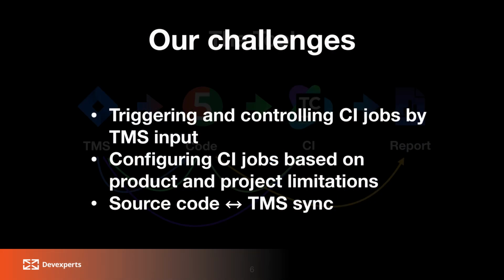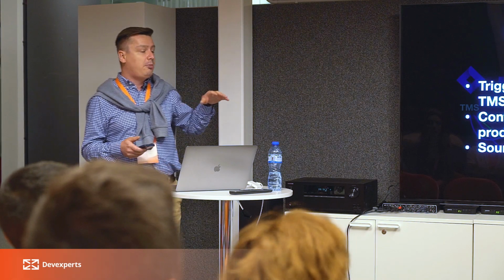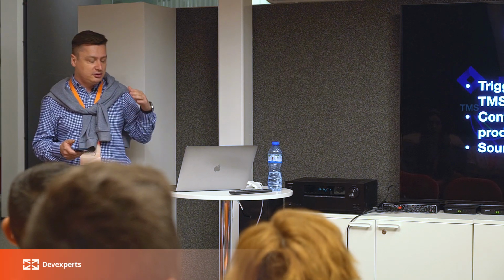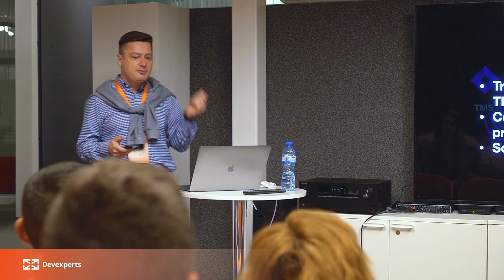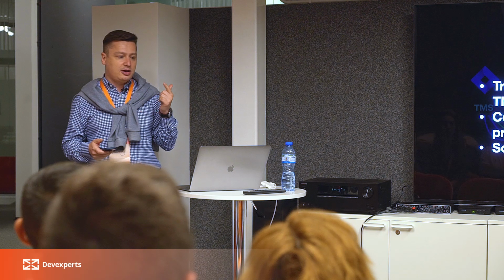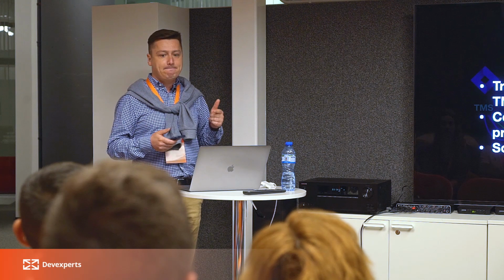The thing is, magic happens sometimes. Sometimes it's not happening, okay? What are the challenges that we had in our experience, in our different projects? So first of all, we had a challenge, like Dima had, of triggering and controlling CI jobs by TMS input. And by saying so, I mean creating CI pipelines and CI jobs in a meaningful way that is reflecting a risk-based testing approach, different kinds of complex criteria that we may have for different releases.